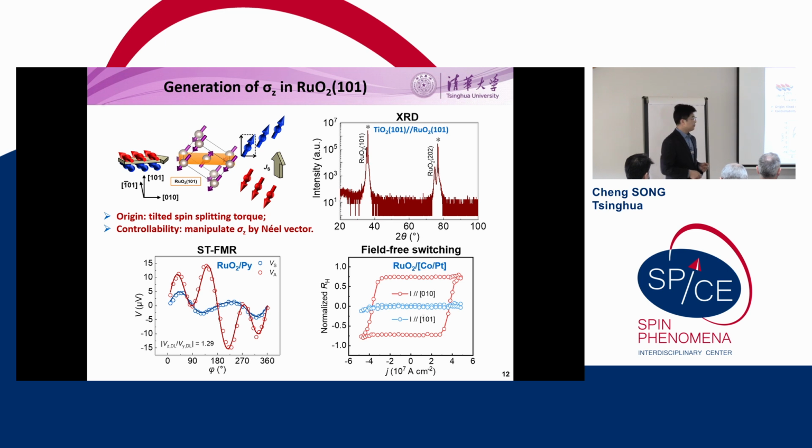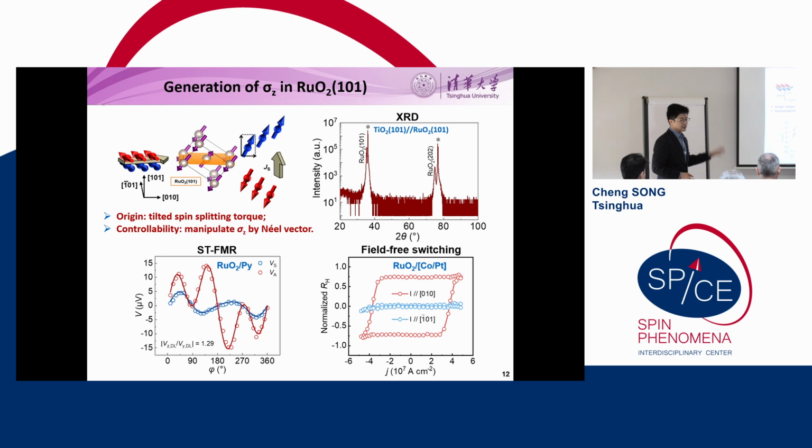Also, interestingly, we can demonstrate field-free switching in this ruthenium oxide cobalt platinum multilayer. When we drive the current along the 010 direction, the projection of the Néel vector is also along this direction, and we can get field-free switching. But differently, when we drive the current along the -101 direction, because there is no projection of the Néel vector, there is no field-free switching anymore. This is quite interesting: for the same sample, just driving the current in a different direction.